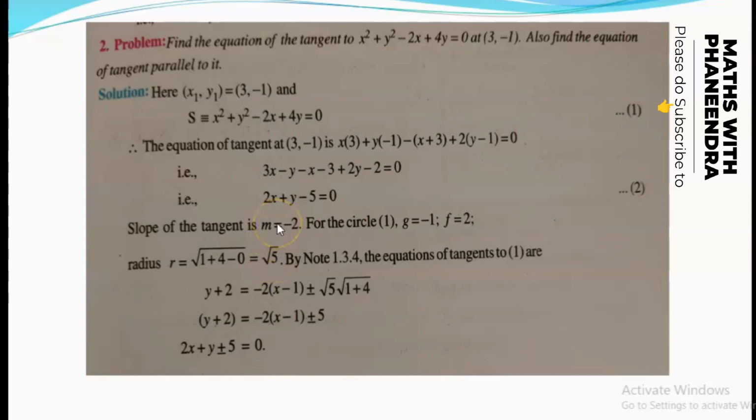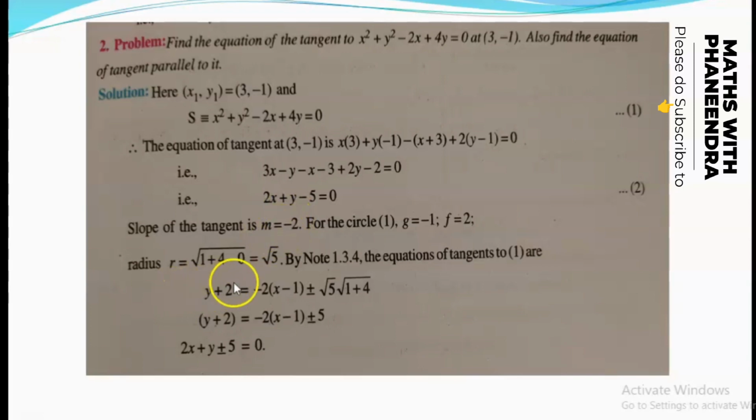The radius value we know. The slope of the tangent we also know. And the g, f values we also know from the equation of the circle. Now they are asking to find the equation of the tangent which is parallel to the line. Parallel to the tangent at (3, −1) means whenever two lines are parallel, their slopes are equal. So the required tangent slope is m = −2.